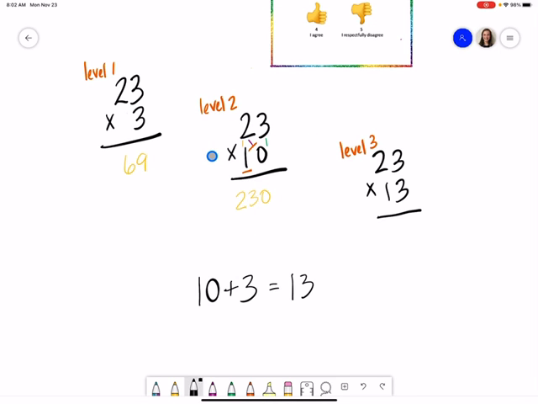Okay, so if I add those back together, my answers for those two, I'm going to get the answer to this problem. So 230 plus 69 is, do this math in your head while we go together. 0 plus 9 is 9. 6 plus 3 is 9. 2 plus nothing is 2. 299. Okay?